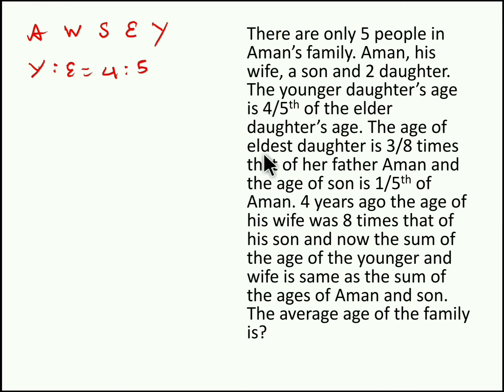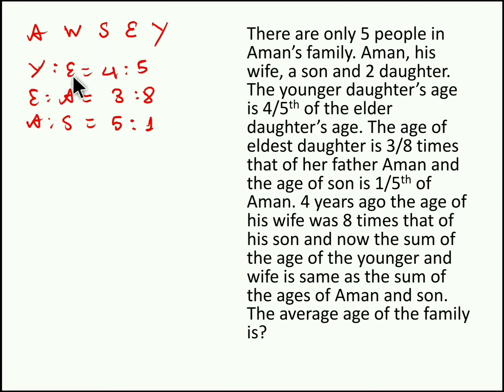The age of eldest daughter is 3/8 times that of father Aman. So we can say eldest daughter and Aman's age are in the ratio 3:8. The age of son is 1/5 of Aman. So we can say Aman and his son's age are in the ratio 5:1.